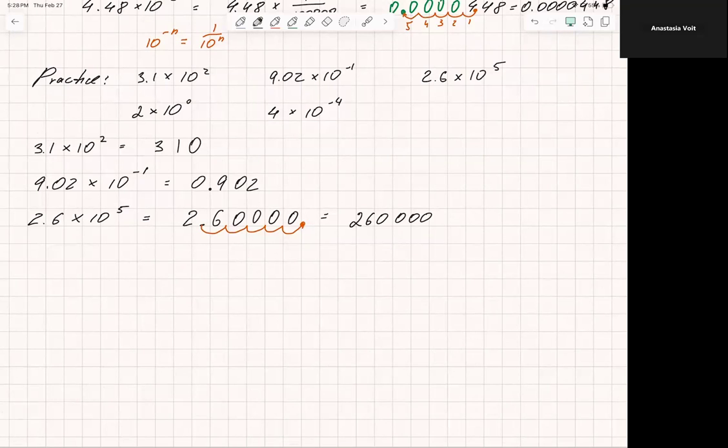All right. What about 2 times 10 to the 0th power? So remember that any number to the 0th power is just 1, always. This is the rule.